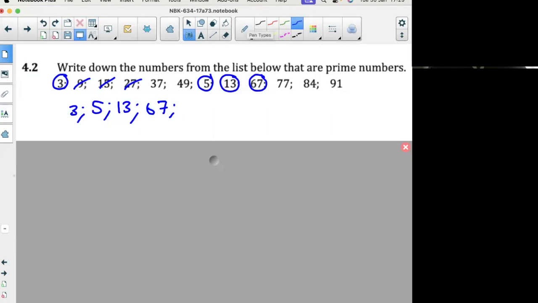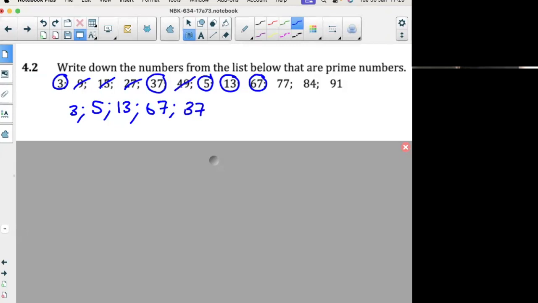Yes. Can anything else go into 37? No. So is 37 a prime number? Yes. Okay, so 37. All right. 49, no. Hey, 49, 7 can go into 49. Do you agree? So that one, I agree with you. That one's not a prime number.